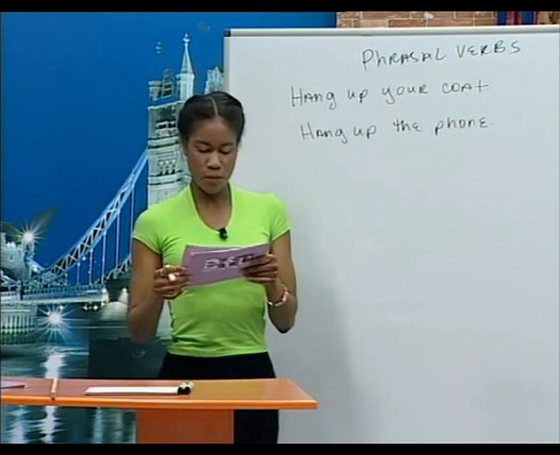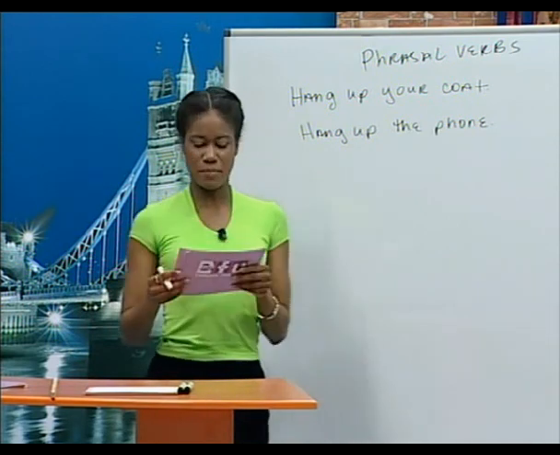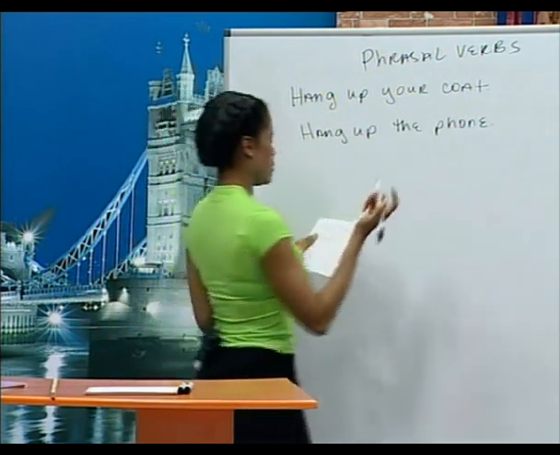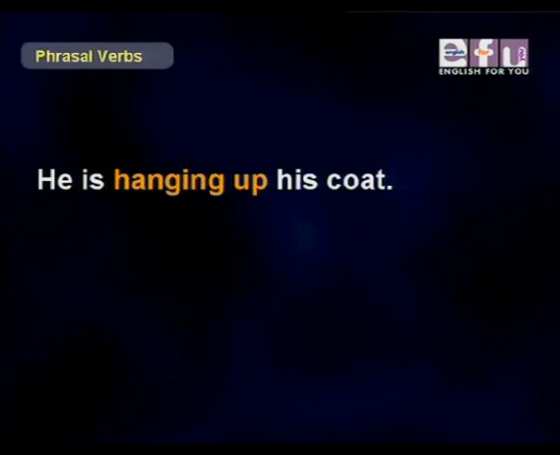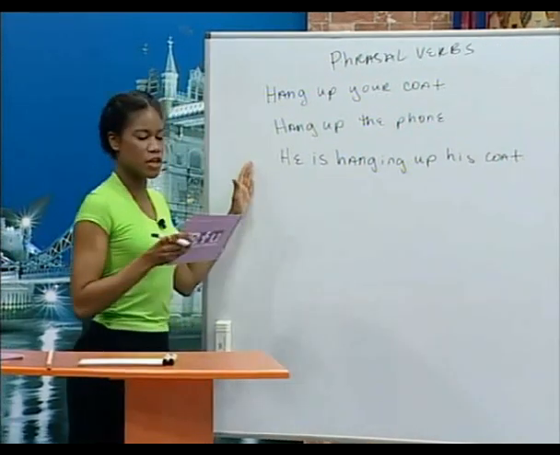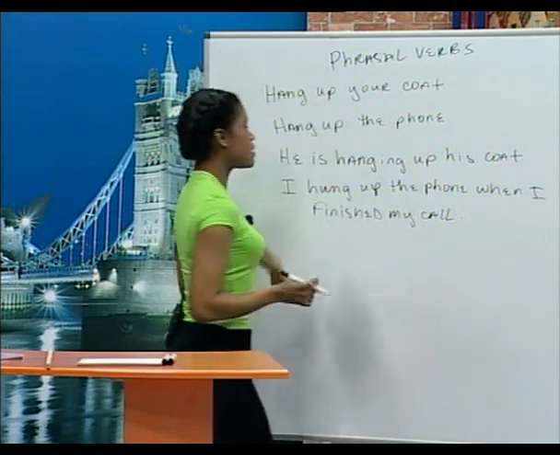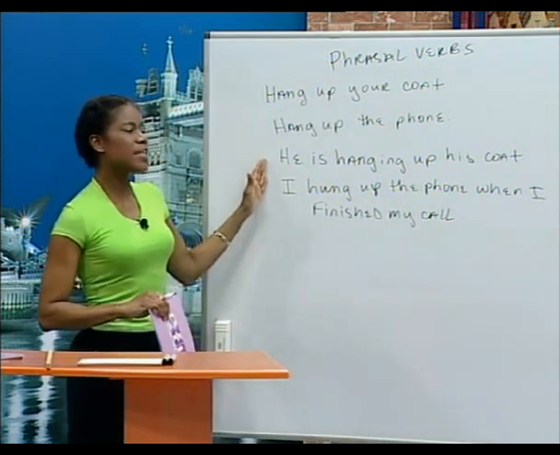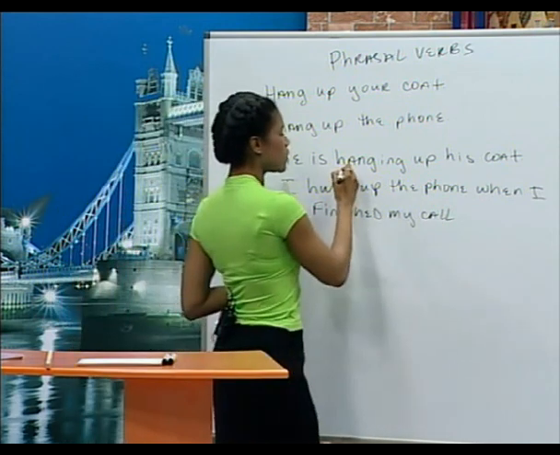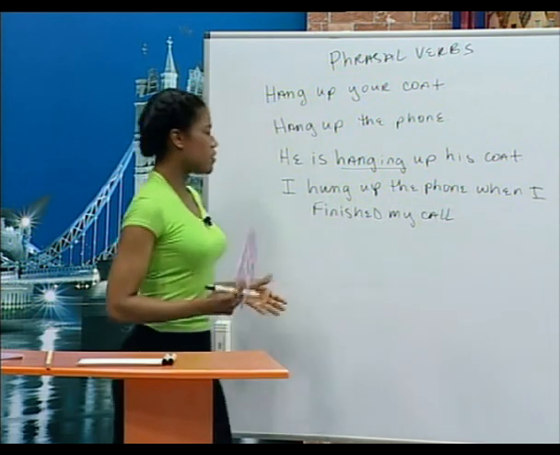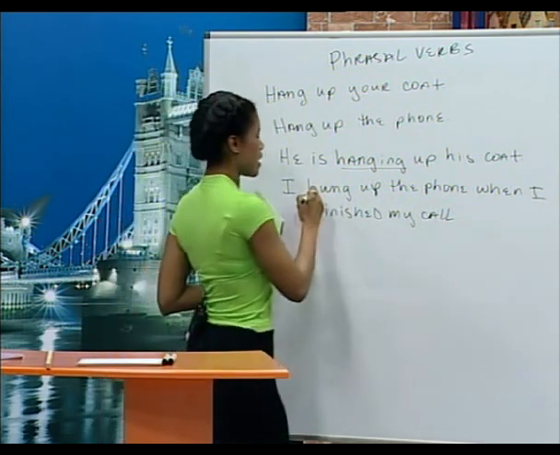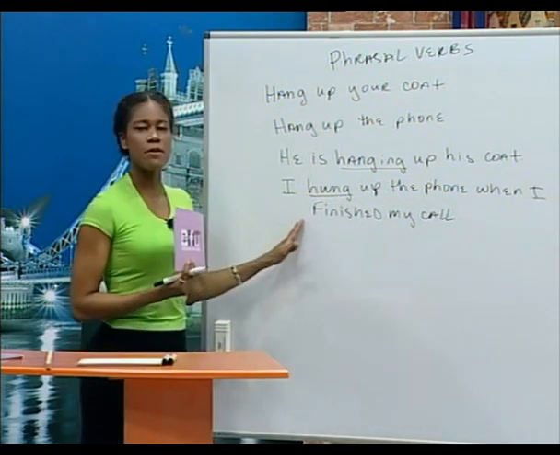Okay, like normal verbs, we use phrasal verbs with different tenses by changing the verb part. For example, he is hanging up his coat. Past tense, I hung up the phone when I finished my call. So in this first example, he is hanging up his coat, we can use present continuous by changing only the verb. We don't change the preposition. In the same way, we can switch to past tense and say, I hung up the phone when I finished my call.